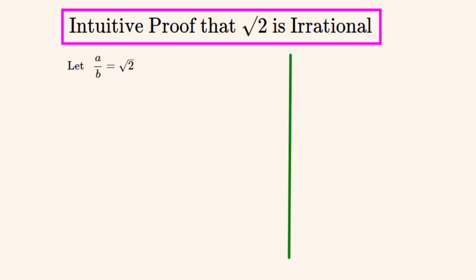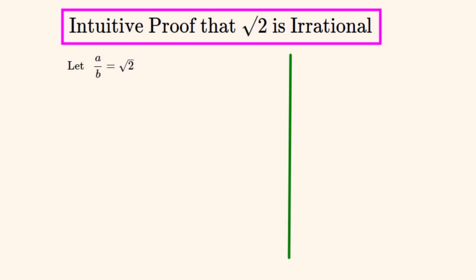In this video I'll show you an intuitive proof that the square root of 2 is irrational, and this will work for the square root of any natural number that isn't already the square of another natural number. We'll prove this by contradiction.